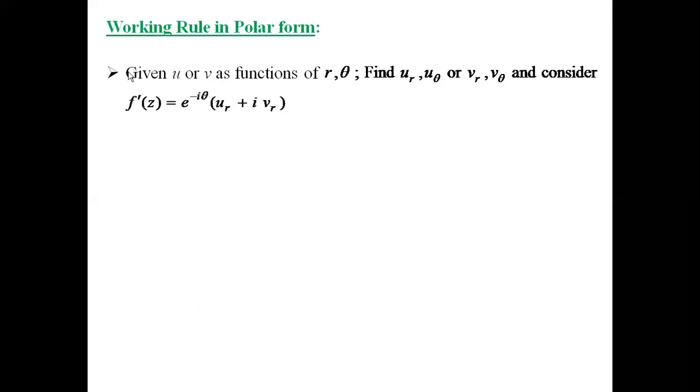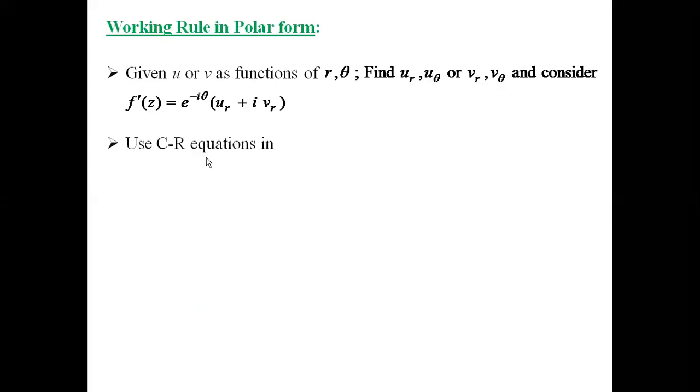And we consider the expression for f dash of z in the polar form, e power minus i theta into ur plus i into vr. This is the expression in the polar representation for the function f dash of z, which we have seen in the derivation of CR equations in the polar form.